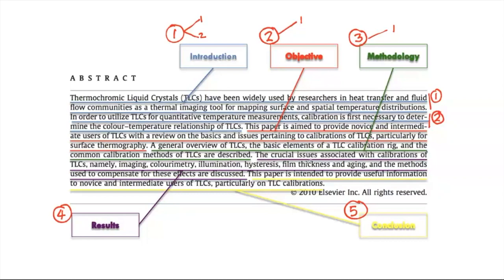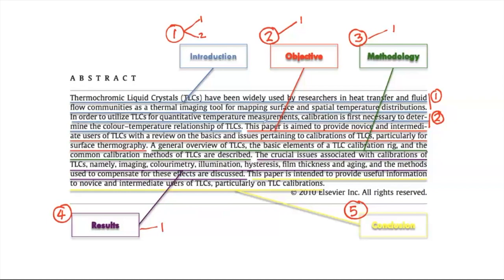And then the results. These are the main body of the article. The crucial issues associated with calibrations of TLCs, namely imaging, colorimetry, illumination, hysteresis, film thickness and aging, and methods used to compensate for these effects are discussed. Again, it is only one sentence, but it consists of many things. We do not display or describe the findings because it is a review paper. So we just highlight the gist of it, the main important elements of the results over here. That's why it's only one sentence.